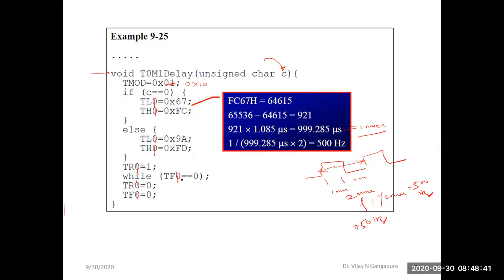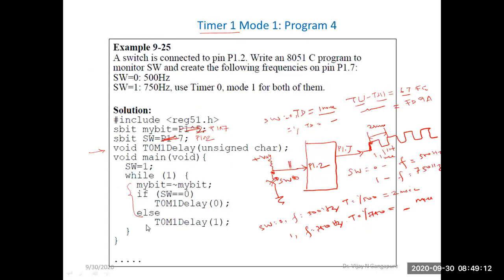While TF is equal to 0, we will be in a loop until there is a rollover of the count in TL1 and TH1. When the rollover happens, the TF1 bit will get set and it will come out of the loop. We have to just turn off timer 1 by making TR1 equal to 0. I will reset this TF1 bit to 0 again, and due to this, control comes back to the main program here.